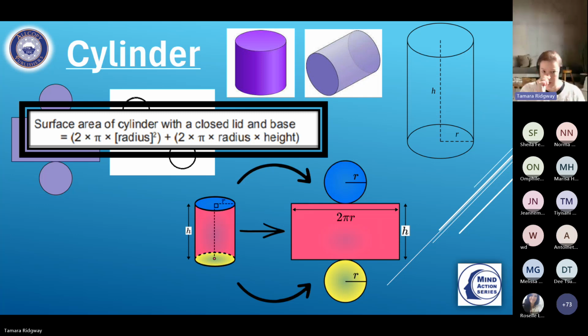There is the formula given straight from CAPS, the surface area of the cylinder with a closed lid and a base. And we've got our normal formula, which of course, when the words are all written out, looks a lot longer. And again, I use this word often, but more intimidating than the others.